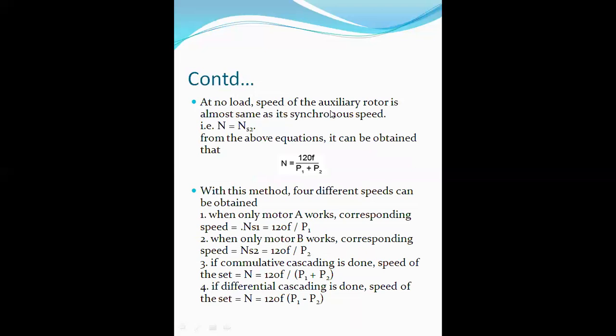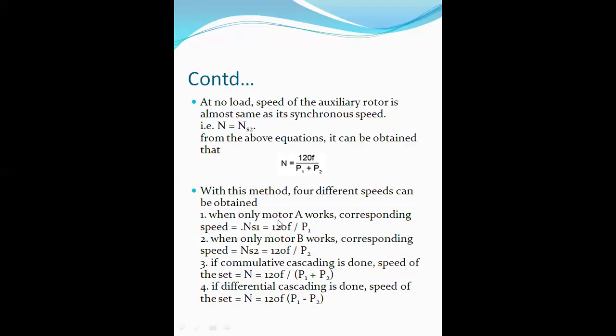So at no load, the speed of the auxiliary rotor is almost the same as the synchronous speed. So the speed N is the auxiliary motor speed. Therefore, from the above equation, it can be obtained that speed N equals 120 F by (P1 plus P2). So with this method, different speeds can be obtained.